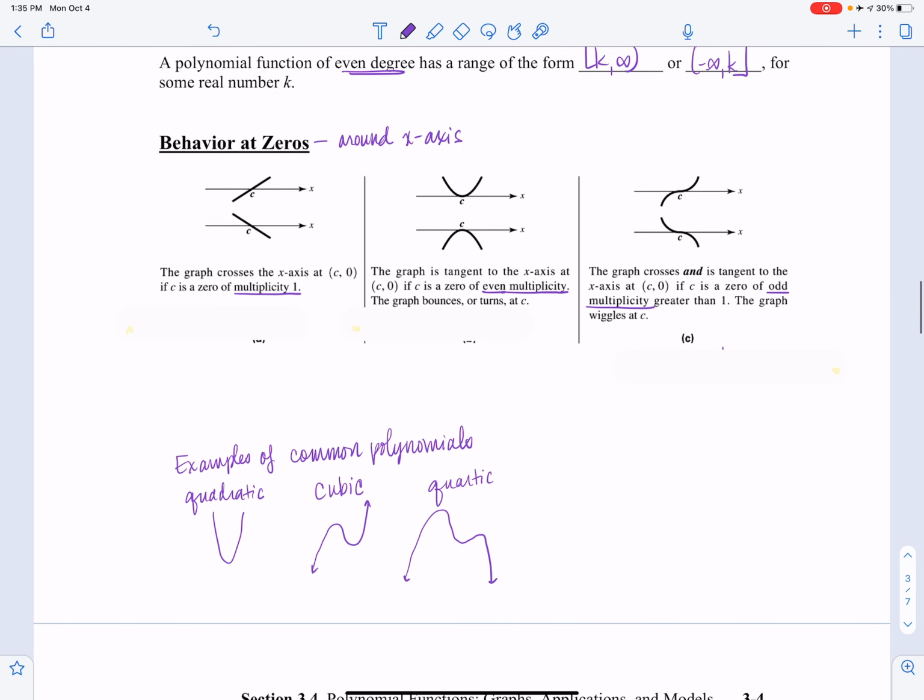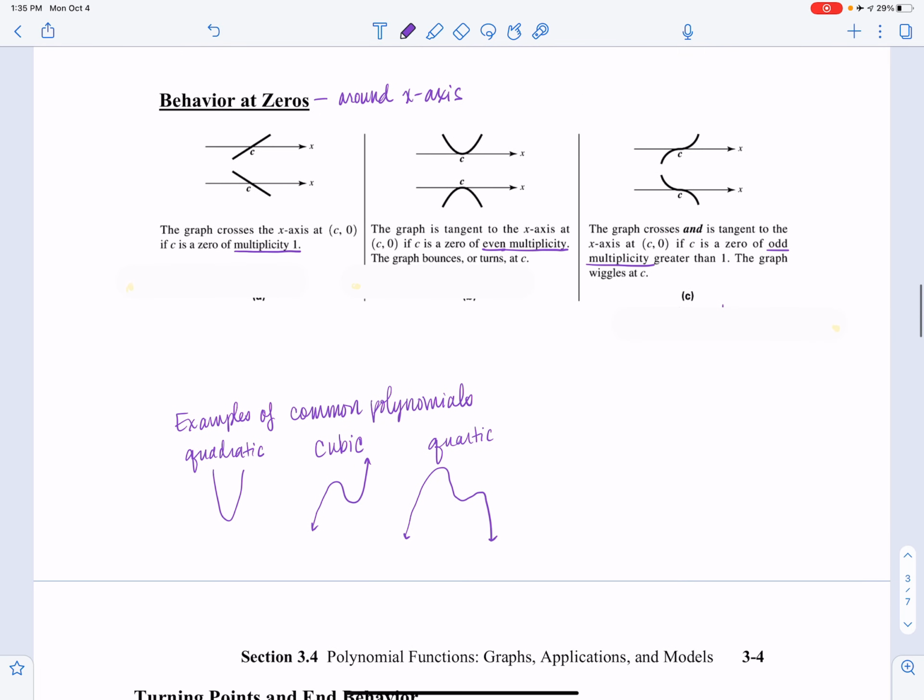All right, let's talk about the behavior around the x-axis. So you have 3 different examples given to you here. The first example that we are looking at, notice the behavior around that x-intercept, it's going right through the x-axis. Whereas on the second one, I'm not going through the x-axis, I'm bouncing off of the x-axis. So I like to call this middle one a bouncer because they're bouncing off of the x-axis, whereas this first one I call a breaker because it's breaking through the x-axis.